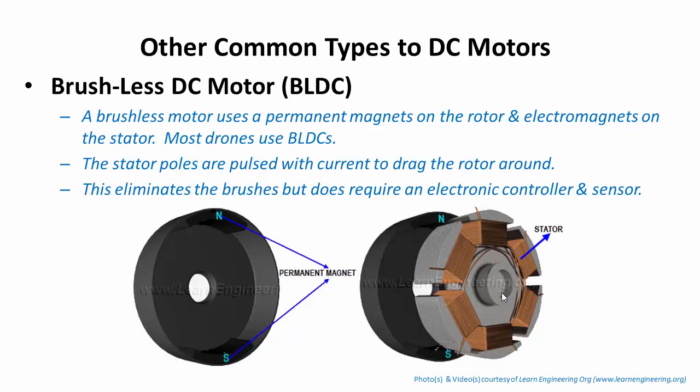Now you do need a couple things in here. You need an electronic controller, and you also need a sensor. They put sensors in here to figure out where the rotor is at any given time, and that is fed back to the electronic controller, which then dictates which one of these poles you turn on and off in order to get the thing to spin. So that's the brushless DC motor.